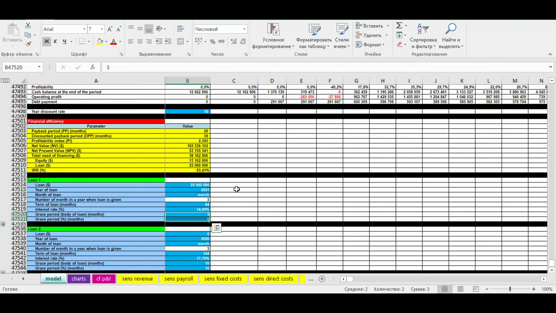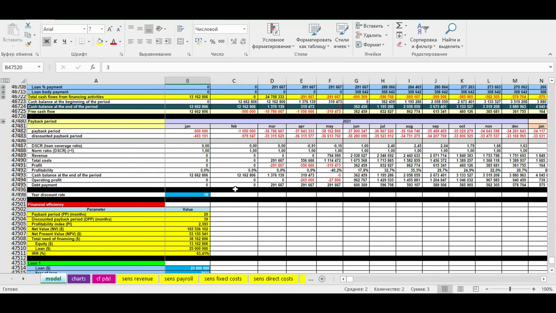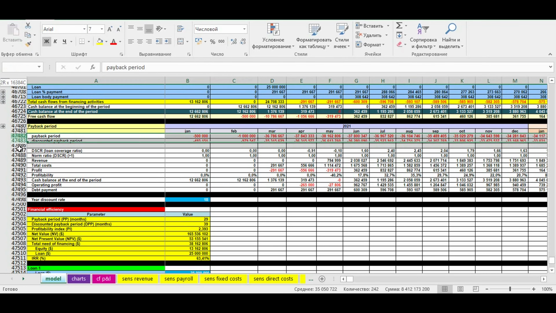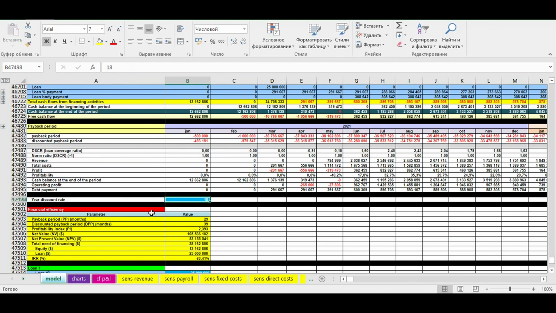After cash flow statement, we can see lines with profit and profitability. Then you can set a discount rate and look at the final financial efficiency parameters of your fast food business.